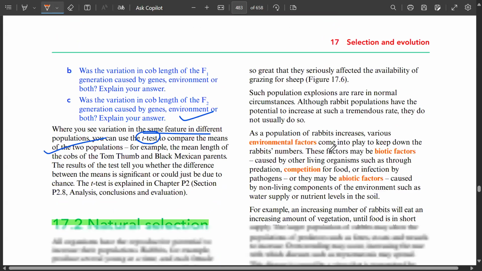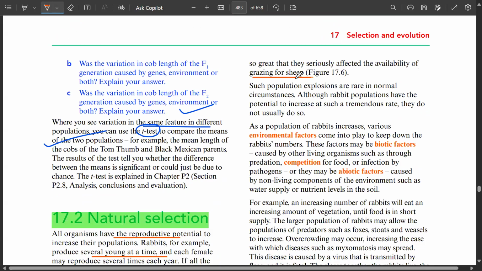So great that they seriously affected the availability of grazing for the sheep as well. The rabbits increased so much there that they started consuming the grazing food of the sheep by themselves, overgrazing as well. Such population explosions are rare in normal circumstances. Although rabbit populations have the potential to increase at such a tremendous rate, they do not usually do so.